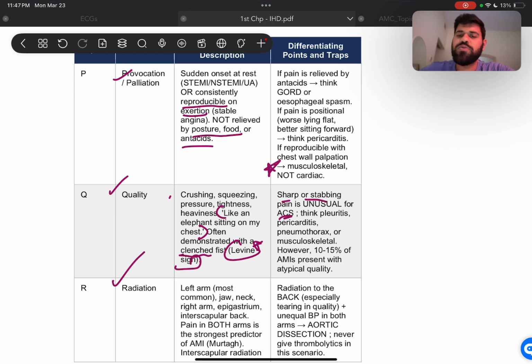Sharp or stabbing pain. So where do you see sharp or stabbing pain? It could be pleuritis, pericarditis, pneumothorax, or musculoskeletal, and also aortic dissection if the stabbing pain is going through the chest. And stabbing pain towards the back is also seen in the abdomen for pancreatitis. So keep that in your differentials on the lower side, but it is also seen in pancreatitis. And again, how do you differentiate? You read the history and everything.